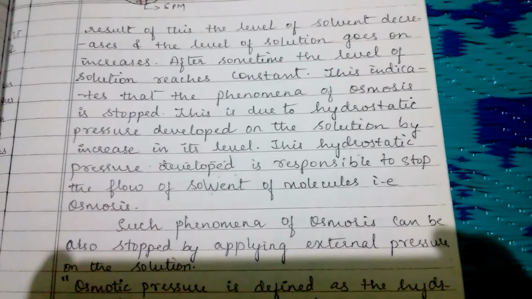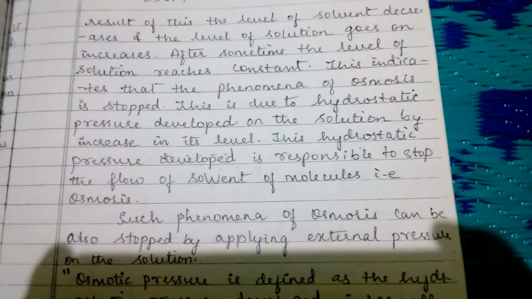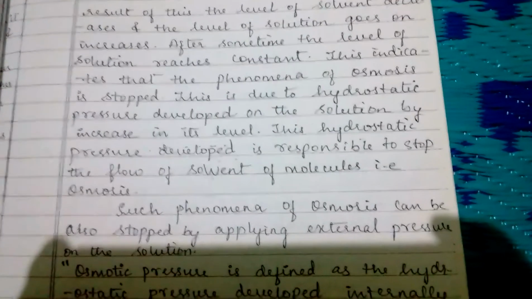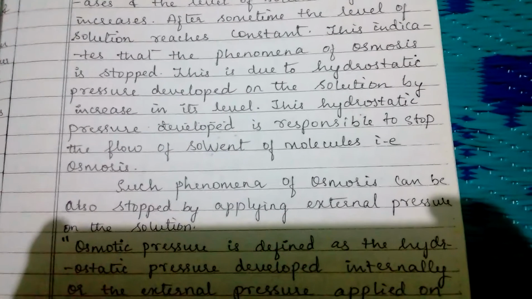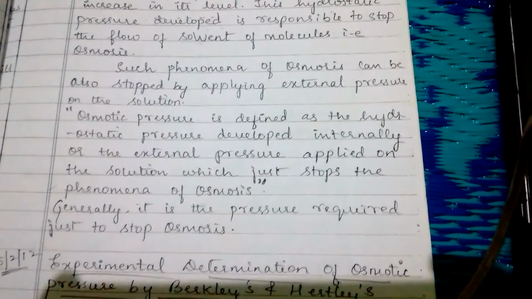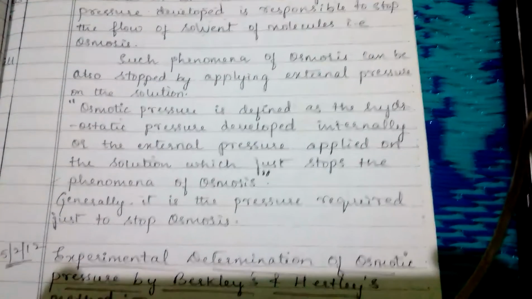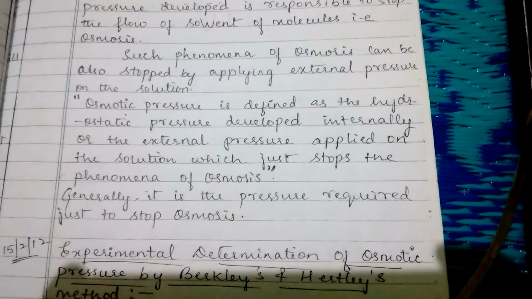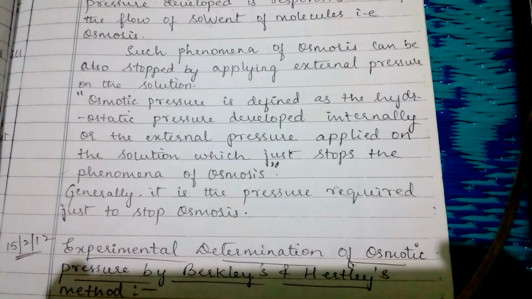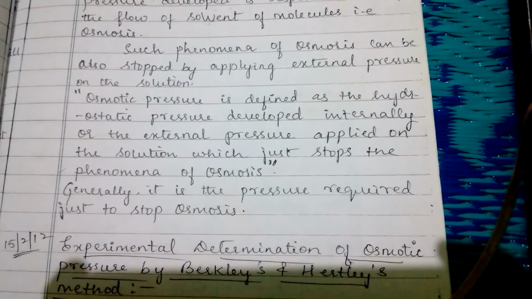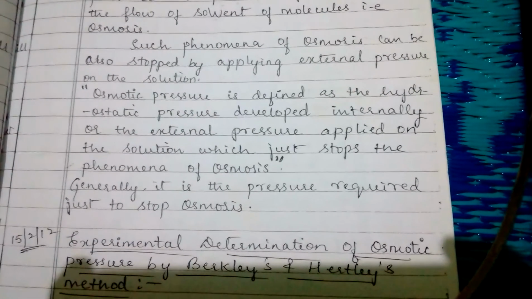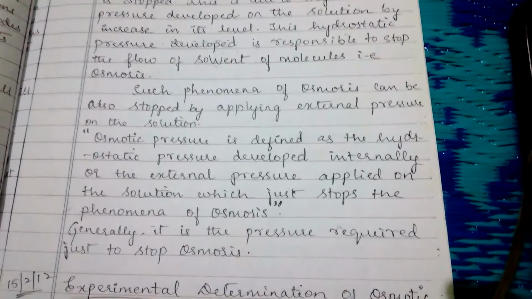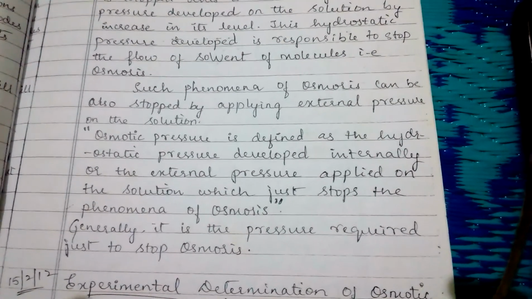This is due to the hydrostatic pressure developed on the solution by the increase in its level. This hydrostatic pressure developed is responsible for stopping the flow of solvent molecules, that is osmosis. The phenomenon of osmosis can also be stopped by applying external pressure on the solution. Osmotic pressure is defined as the hydrostatic pressure developed internally, or the external pressure applied on the solution, which stops the phenomenon of osmosis. Generally, it is the pressure required just to stop osmosis.